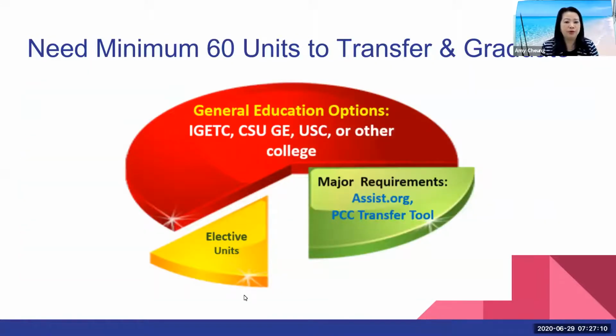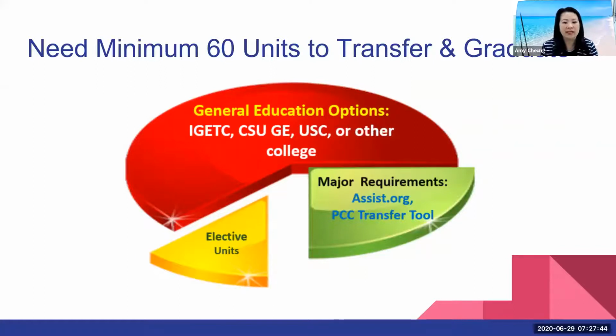So in order for you to graduate from PCC or to transfer to university, remember I mentioned earlier, you need to have 60 units. Most of the classes that you take at PCC are 3 units, so you need to accumulate 60 units. And in order to get a bachelor's degree in the US, you need 120 units. So basically you're finishing half of them at PCC, and then the other half, which we call the upper division requirements, you finish at the university.